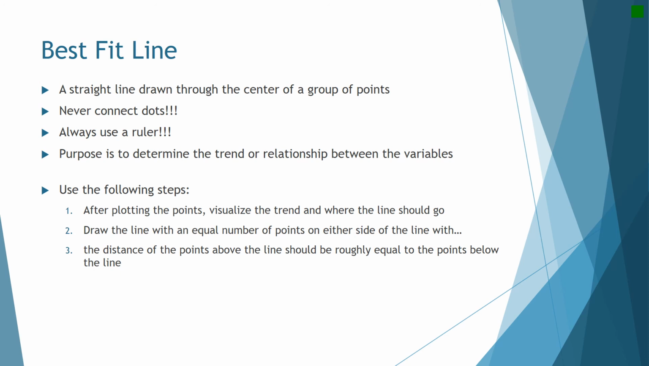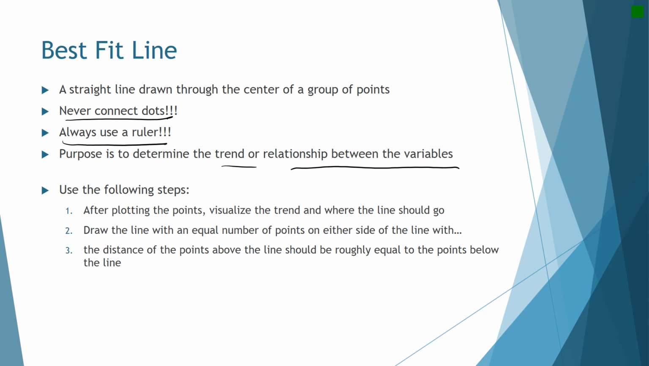First off, in this class, we almost never connect the dots. A straight line drawn through the center of a group of points, that's the best fit line. It's a line. You never connect the dots. You always need to use a ruler or a straight edge, just anything that's straight. The purpose is to determine the trend or relationship between the variables. Find that average.